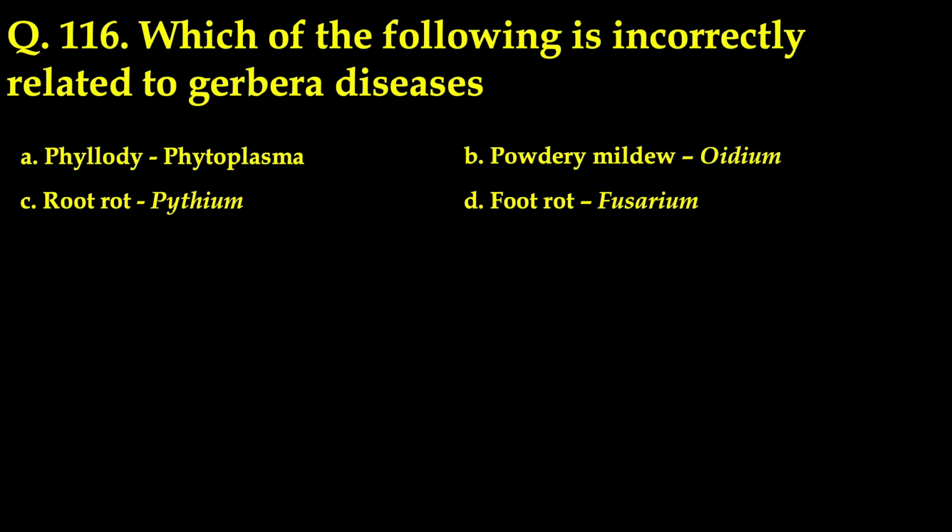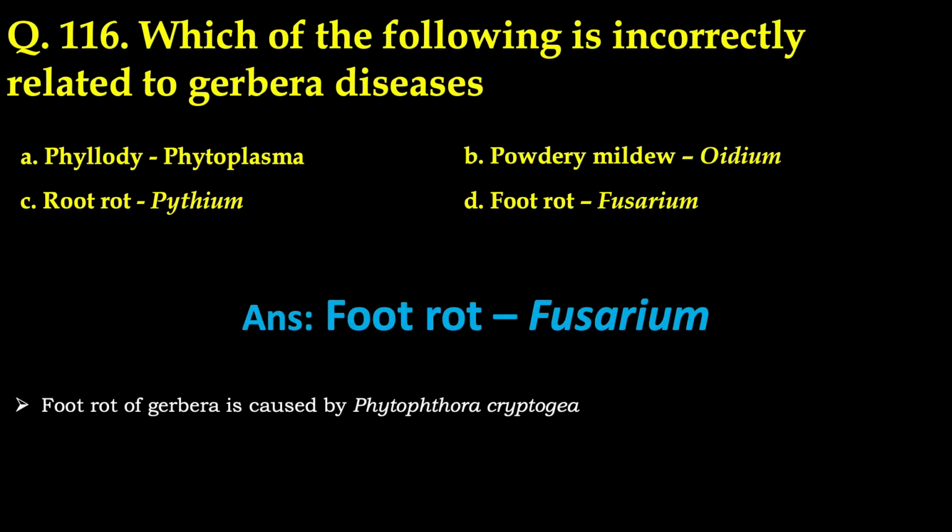Next question is: which of the following is incorrectly related to Gerbera diseases. The question is incorrectly related to Gerbera diseases. Out of these four options, the correct answer is foot rot and the causal organism is Fusarium. Actually, the foot rot of Gerbera is caused by Phytophthora cryptogea but not by Fusarium. On the other hand, phyllody in Gerbera is caused by Phytoplasma, powdery mildew is caused by Oidium species, and root rot of Gerbera is caused by Pythium species.